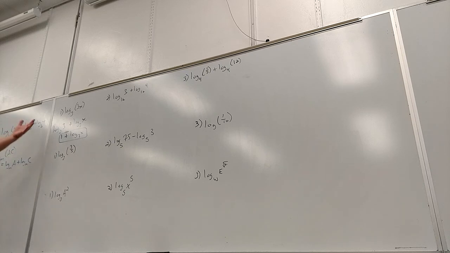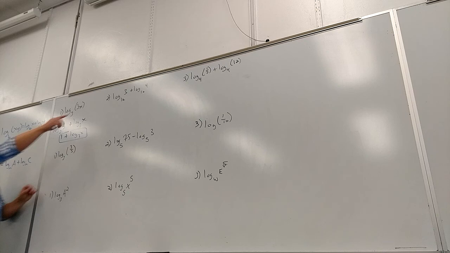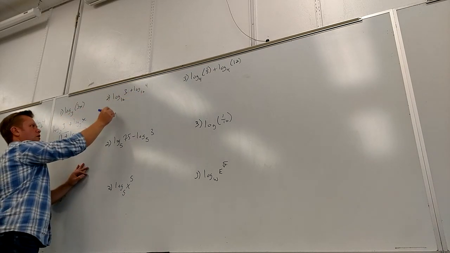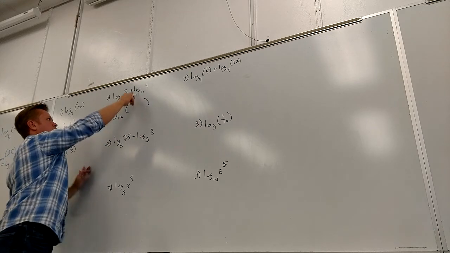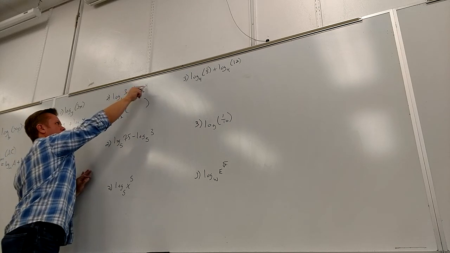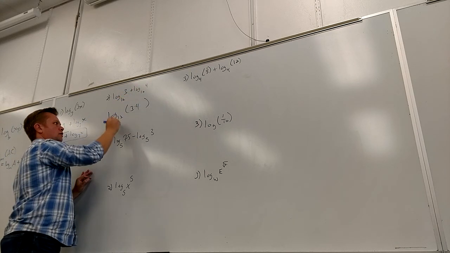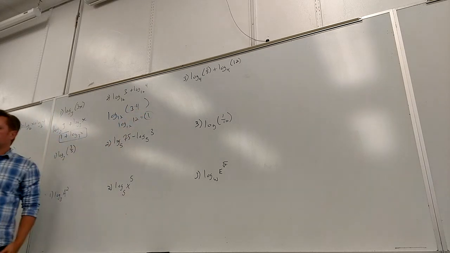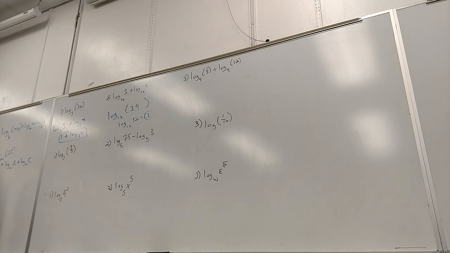So number 2 is going the reverse. It's got 2 separate ones. I want you to put it back together. Do this backwards. So they are the same base, right? So then I can make it 1 log. Since they're adding, what am I going to do with these guys? 3 times 4. And log base 12 of 12 is 1. That's where it becomes useful. Right? Where you can use a property and then you can simplify the result.